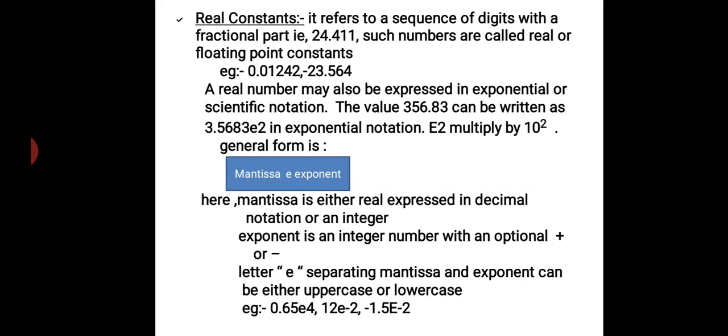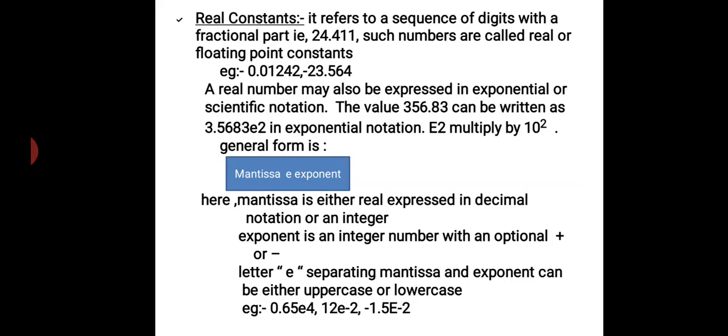A real number may also be expressed in exponential or scientific notation. The value 356.83 can be written as 3.5683 e to the power of 2 in exponential notation. E to the power of 2 means multiplied by 10 to the power of 2. E in the sense 10. General form is mantissa e exponent.